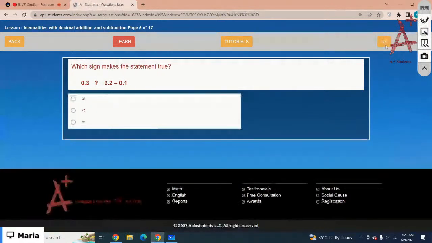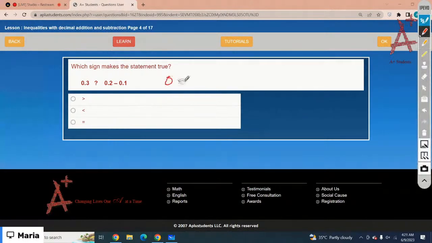Okay, which sign makes the statement true? 0.3, and you have to compare it to 0.2 take away 0.1. So just subtract, 0.2 take away 0.1 is 0.1. Now you have to compare. So which is the correct option? The correct option is 0.3 is greater than 0.1. It would be greater.